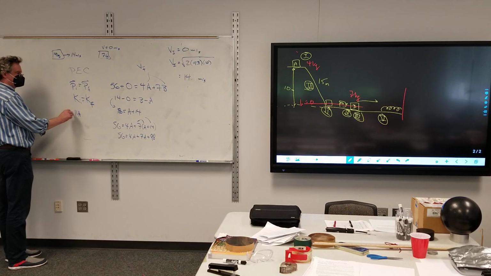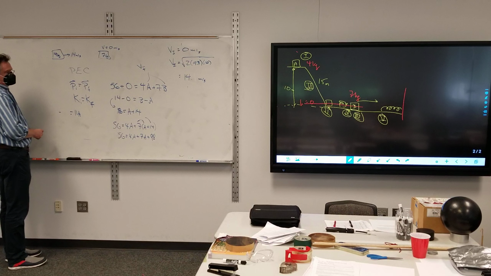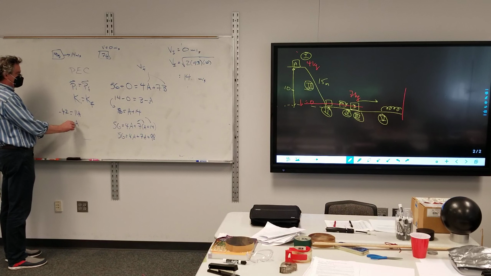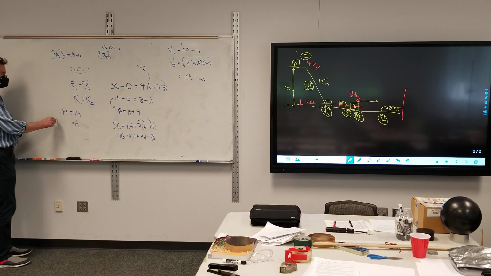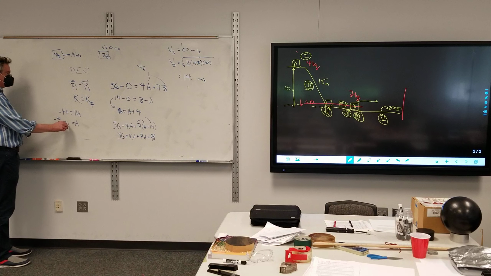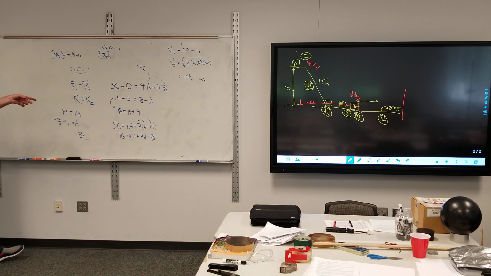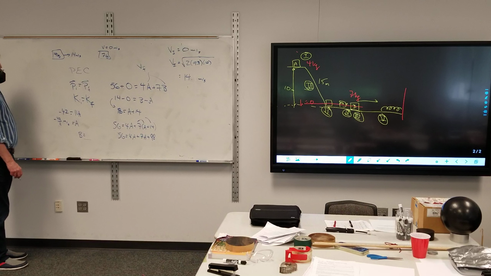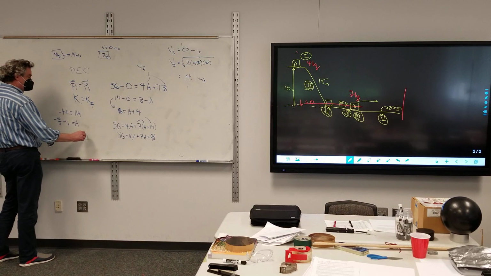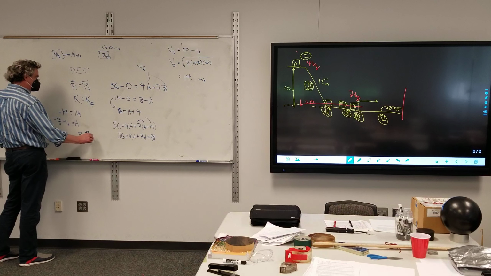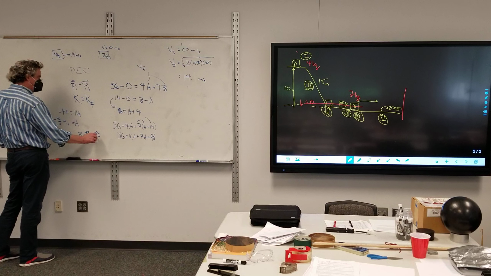So 11A is equal to negative 42. A is equal to negative 42/11 meters per second. B is going to be equal to 14 plus that, whatever that is. So 14, so this is negative 42/11 plus 154/11.